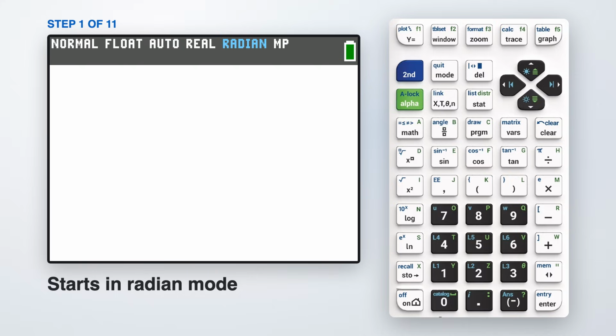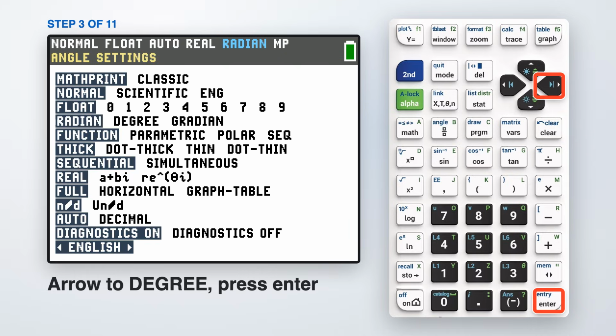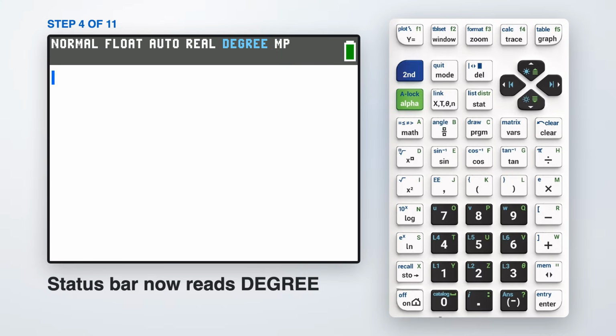The TI-84 EVO starts in radian mode. Most high school classes use degrees, so we'll start by switching. Radian users can leave it as is. Press the mode key. Arrow right to degree, and press enter. Now, the status bar at the top reads degree.